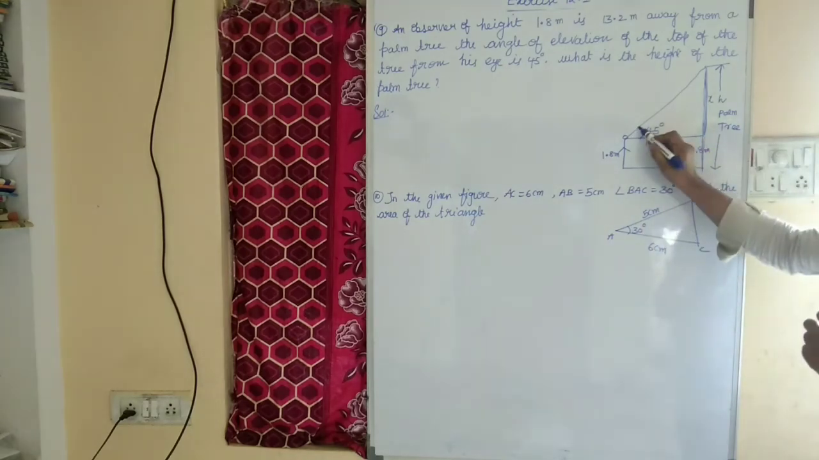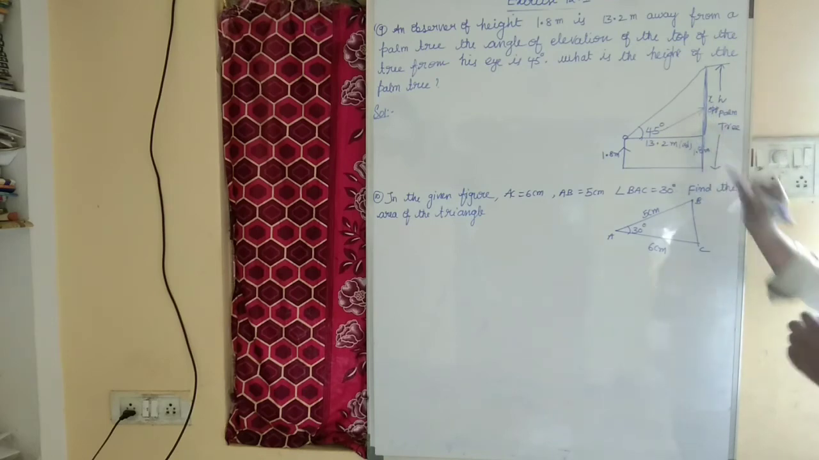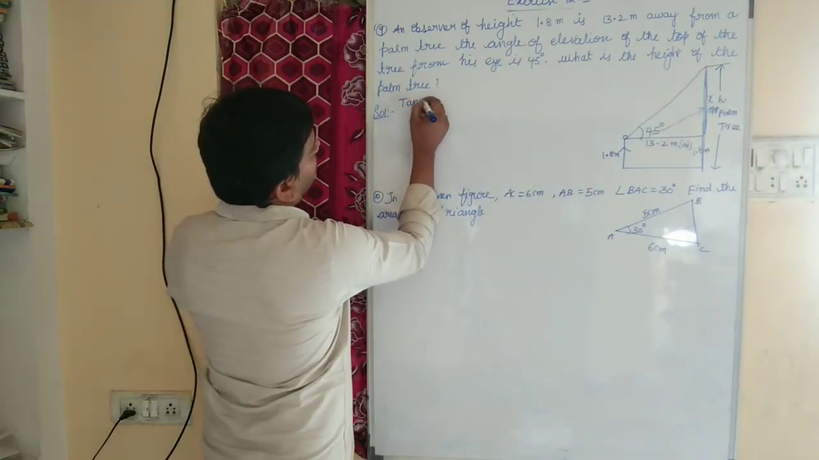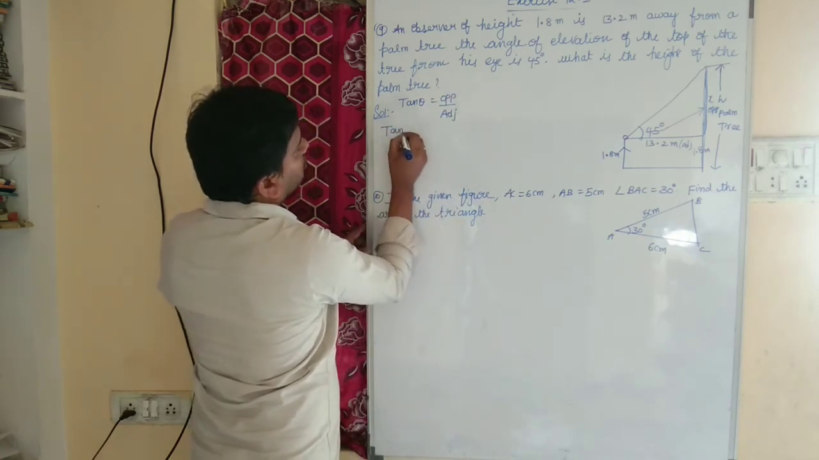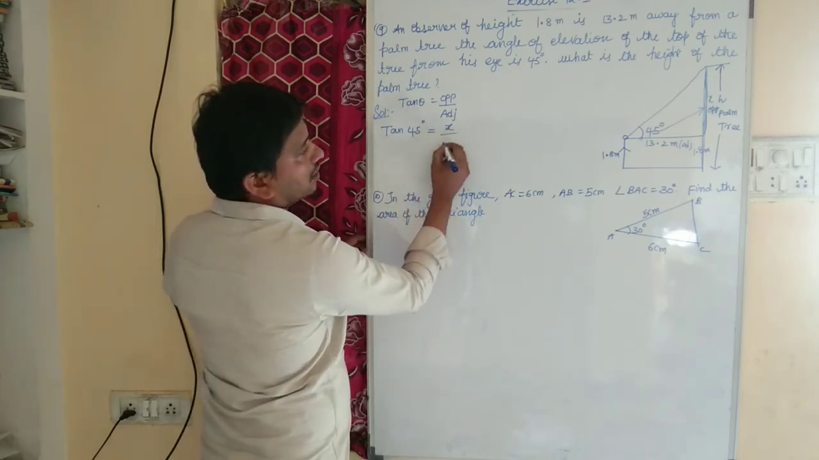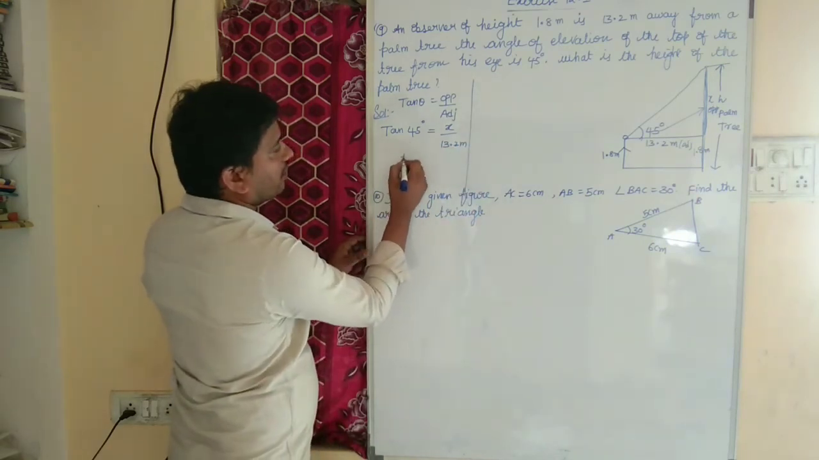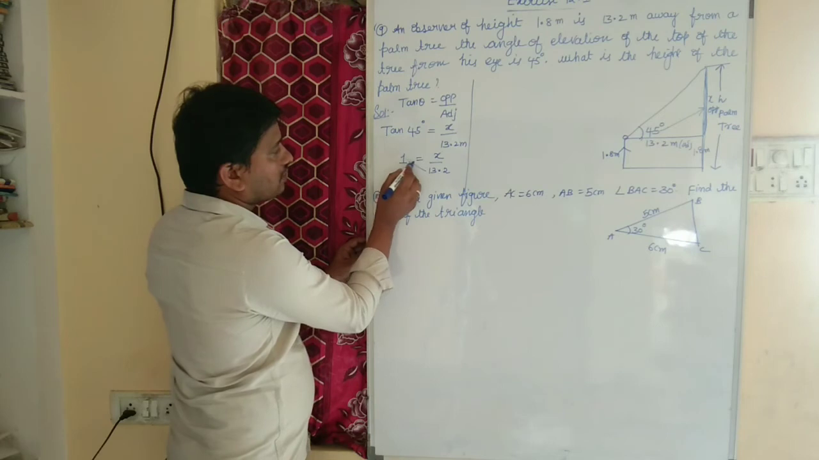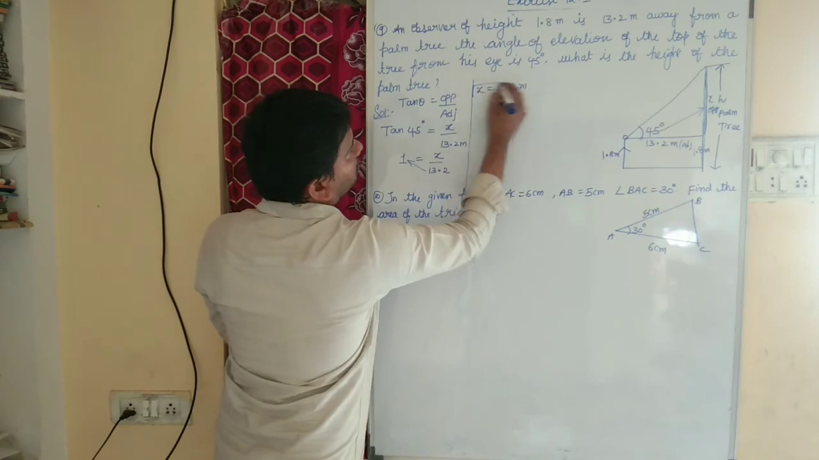So our angle of elevation is here. This will be the opposite side and this will be the adjacent side. What is the trigonometric ratio? That is tan theta equal to opposite side by adjacent side. Theta value is 45 degrees. Opposite is x meters, adjacent is 13.2 meters. As we know, tan 45 is 1, so 1 equals x by 13.2. Cross multiplication: 1 into 13.2, so x is equal to 13.2 meters.